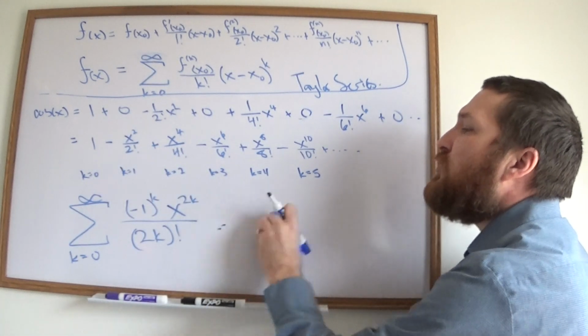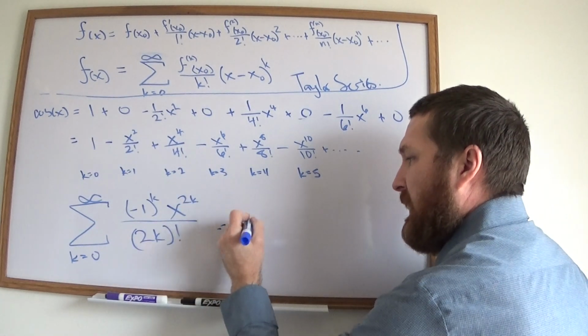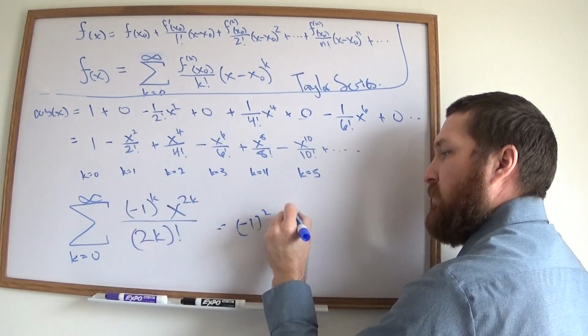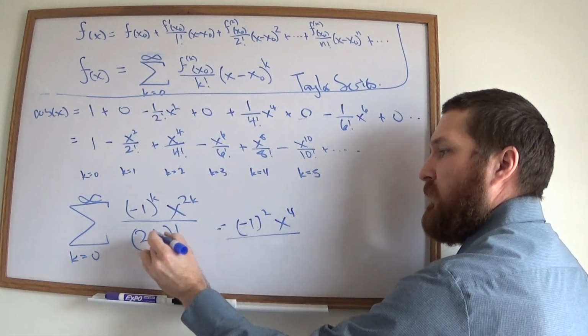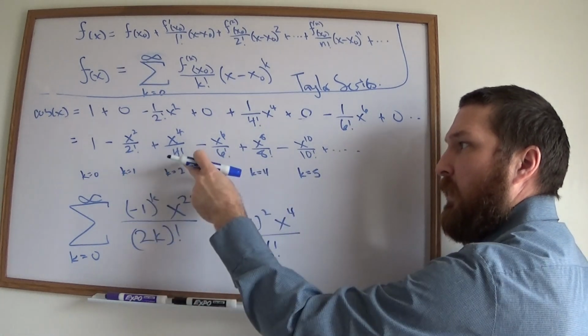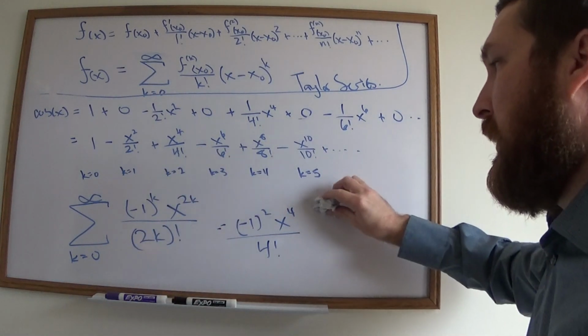Okay, let's do one more. When k equals 2, we get -1 squared, x to the 2 times 2 is 4, over 2 times 2 is 4 factorial. Is that what I want? Yes. Okay, so we're good.